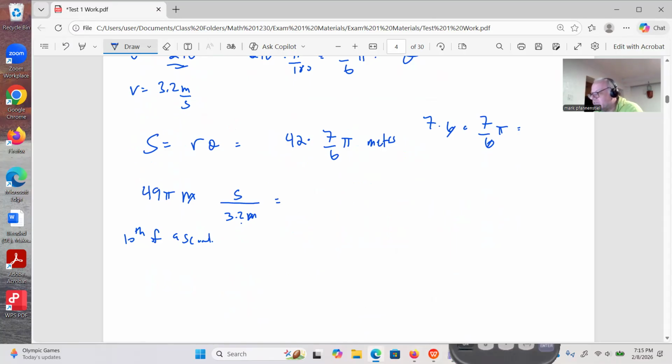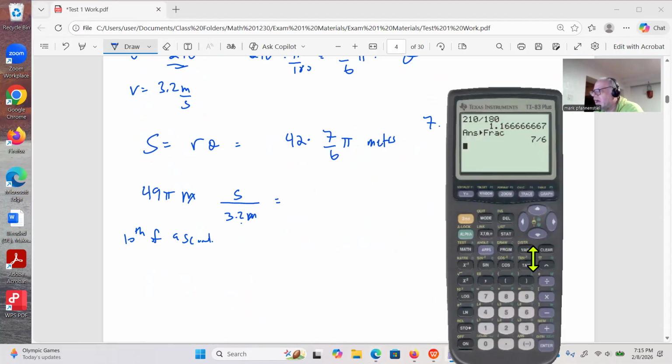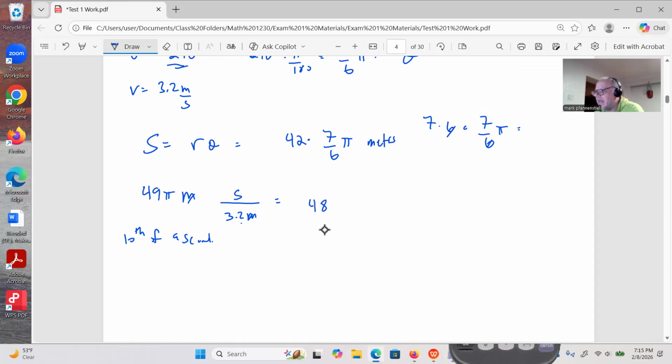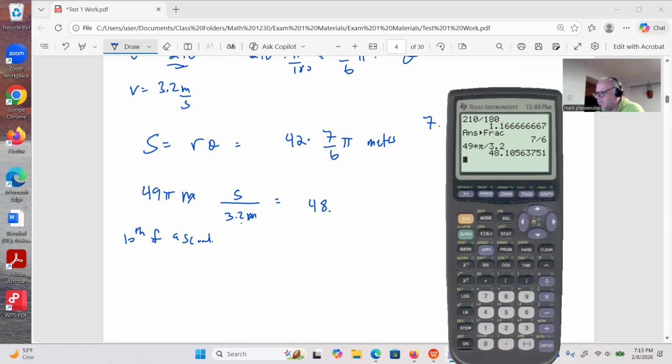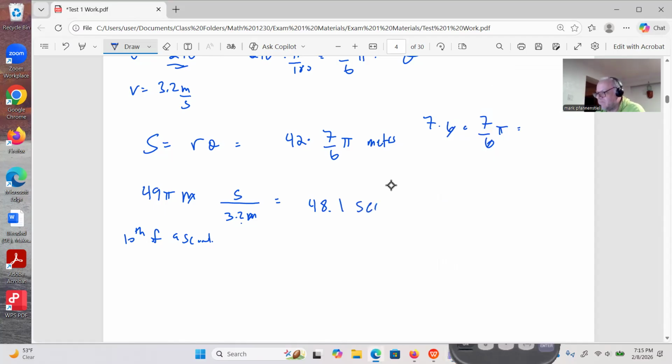Okay, so we could say we want 49 times pi, all right, divided by 3.2, all right, and we'll go ahead and run that through. And this would have lasted for, let's see what that is, 48.1 seconds. Okay, it's a pretty quick warm up. So there we go for this. Right, that would be my answer for this part of the problem.